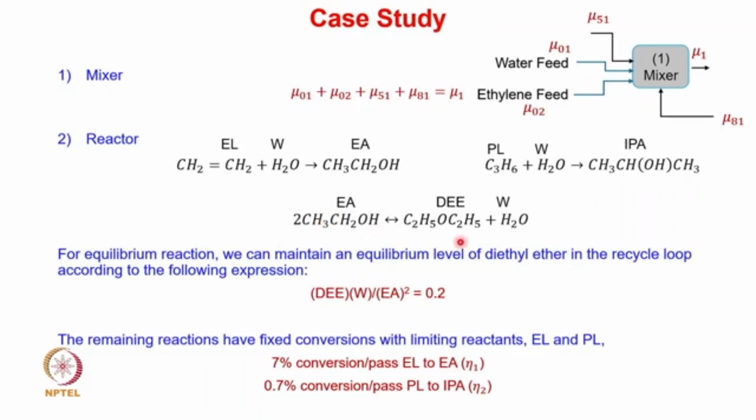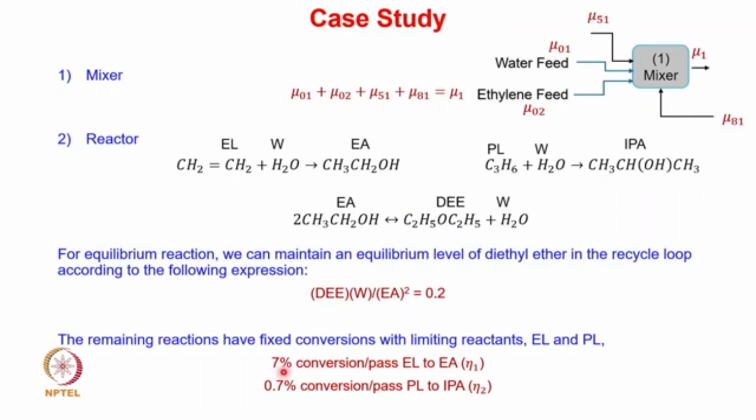In this case the third reaction is an equilibrium reaction. We can represent this third reaction in terms of the equilibrium relationship: molar flow rate of diethyl ether times molar flow rate of water, divided by the square of the molar flow rate of ethyl alcohol, which we want to maintain at 0.2. Okay, so with this we can now simplify the equations for the reactor.